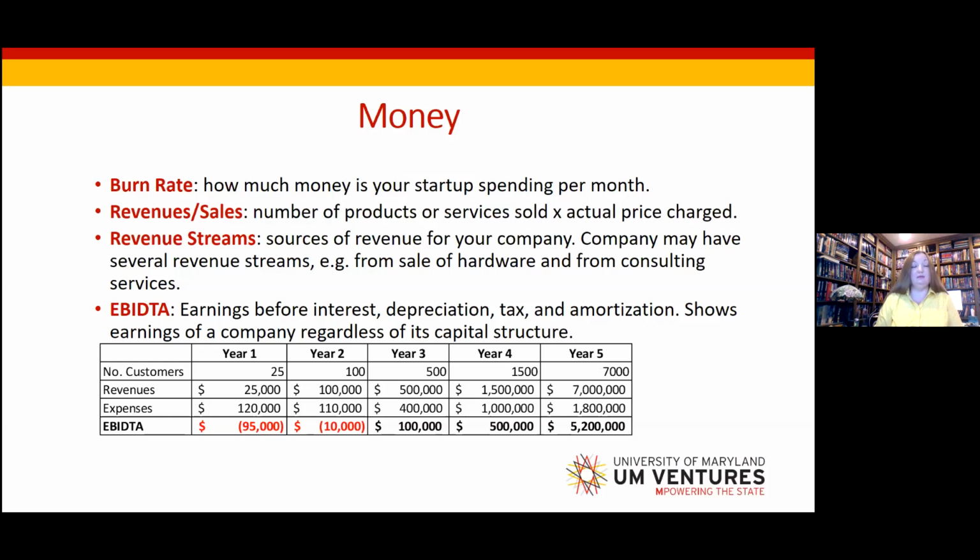It's basically revenues minus expenses. So how much revenue can you generate? How much would you need to spend to generate those revenues? And then the profit or loss at the end. So it's a really good way to understand: does this business model, does this startup, have potential?